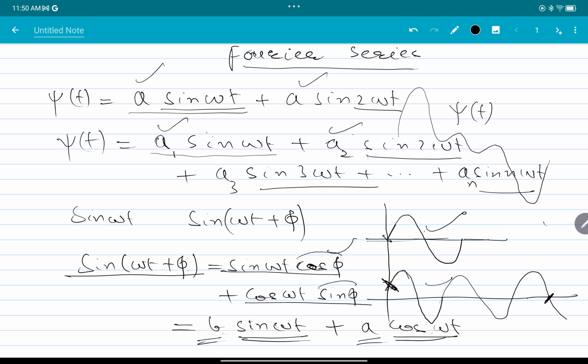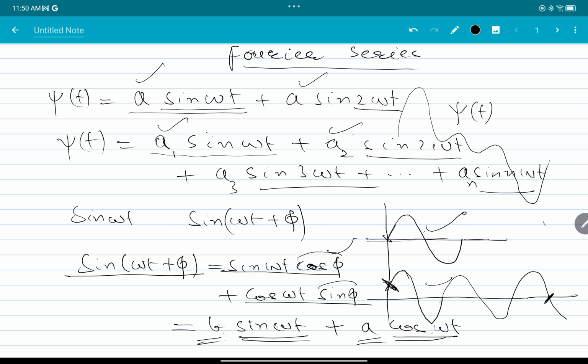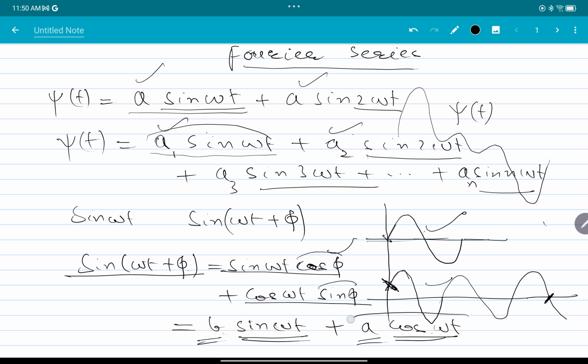With this, we go to another page and write psi t is equal to... We can write it for every term. We will use two terms for every term. So the first term is this, I will write a1 cos. I will write the first cos term here. It is a convention that we write cos terms first.